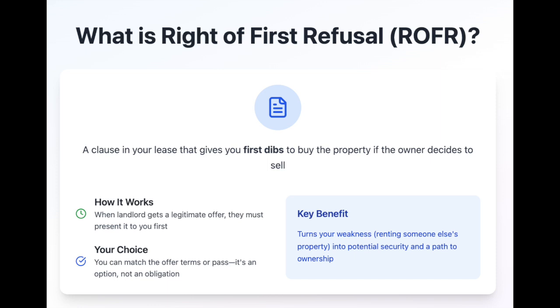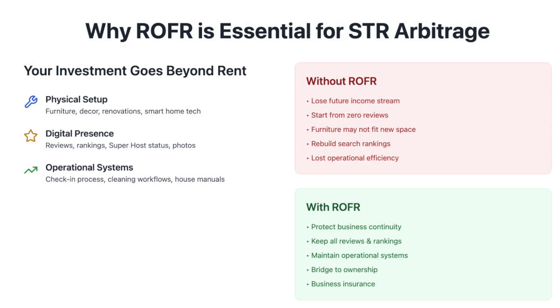Okay, that makes sense. So now, why is this ROFR clause considered so essential, maybe, for STR arbitrage specifically? I mean, I'm just renting, right? Shouldn't my focus be purely on maximizing the income from the short-term stays? Well, yes, maximizing income is the goal, but the ROFR helps protect your ability to keep doing that long-term. See, your investment in an STR arbitrage setup goes way beyond just the monthly rent check.